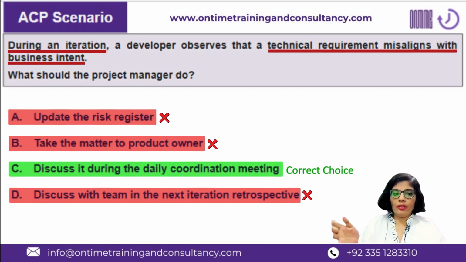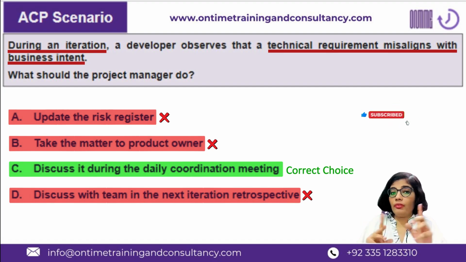And if C doesn't solve the problem, then maybe in the same sprint, the team can take that matter to the product owner because it misaligns with the business intent. And if it really misaligns with the business intent, then it's only the product owner who can answer the business related perspective. But first, this clarity is needed, whether it is a misalignment or a misunderstanding by the developer. So I hope you like those explanations. C is the correct answer.